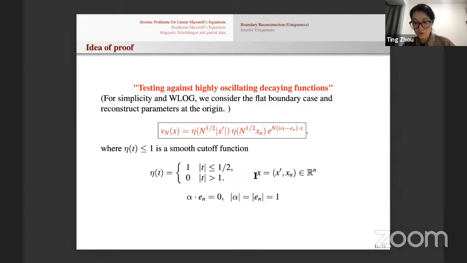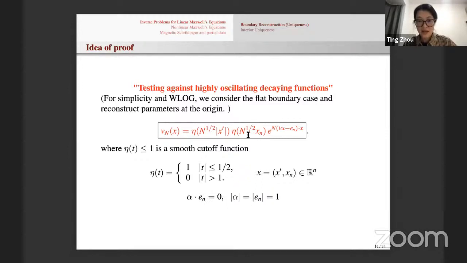In that coordinate system, say x being (x', x_n). So x_n would be the coordinate corresponding to e_n. And this would be the function, a family of functions depending on this large parameter n. So eta here is a cutoff function. So you have this support kind of for the x' and x_n using the n parameter. And also you have the oscillation by this last part, the exponential. So the alpha here being a perpendicular direction to e_n.